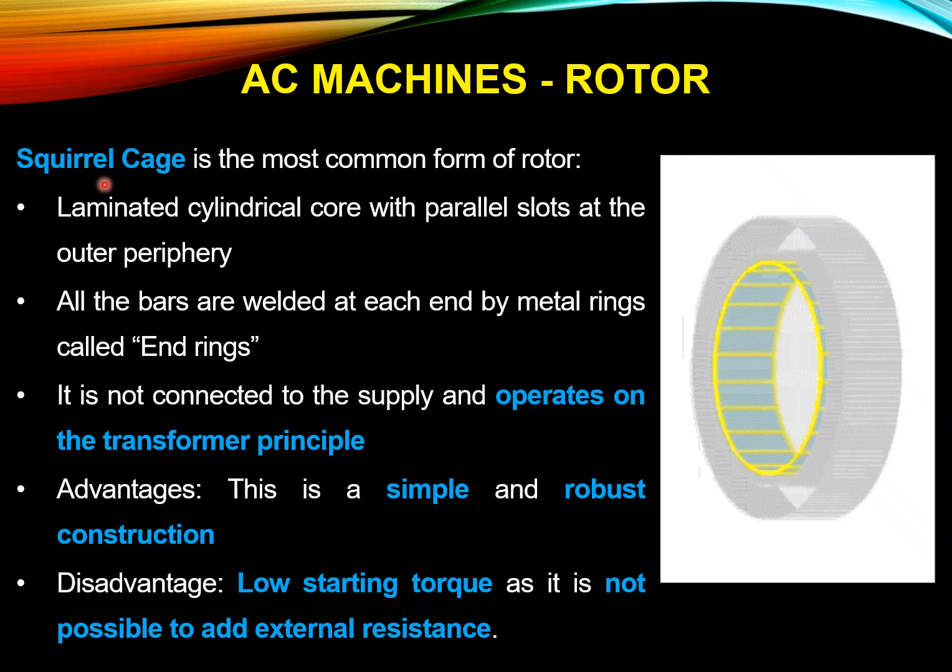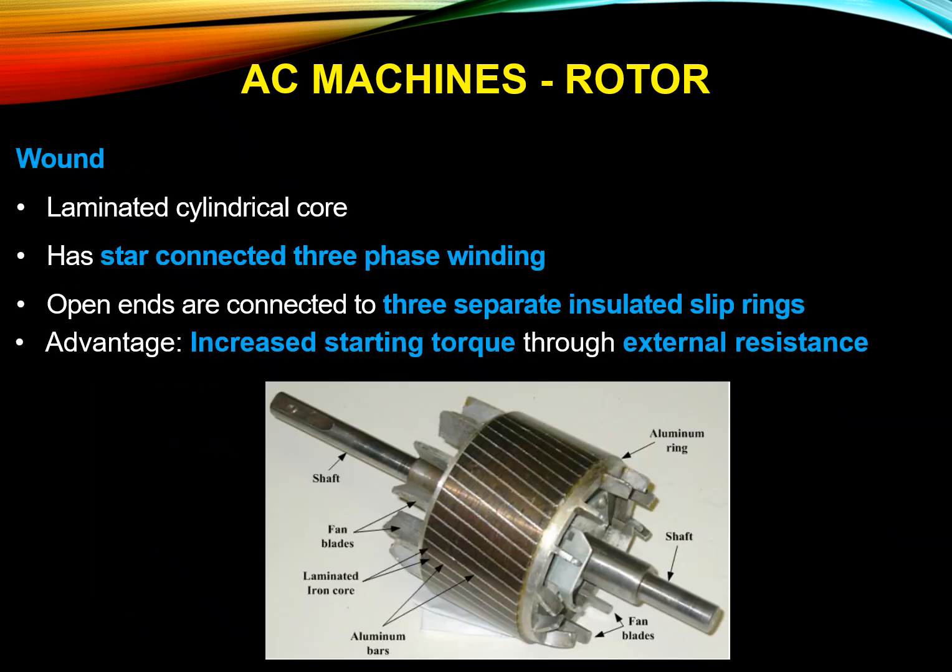So usually the squirrel cage, because the construction is very simple, will have a low starting torque, and it's not possible to add external resistance. Usually we would have an external resistance to give a push for it to start, but since the construction is very simple, you don't have the possibility to add external resistance. And the second type we call the wound type.